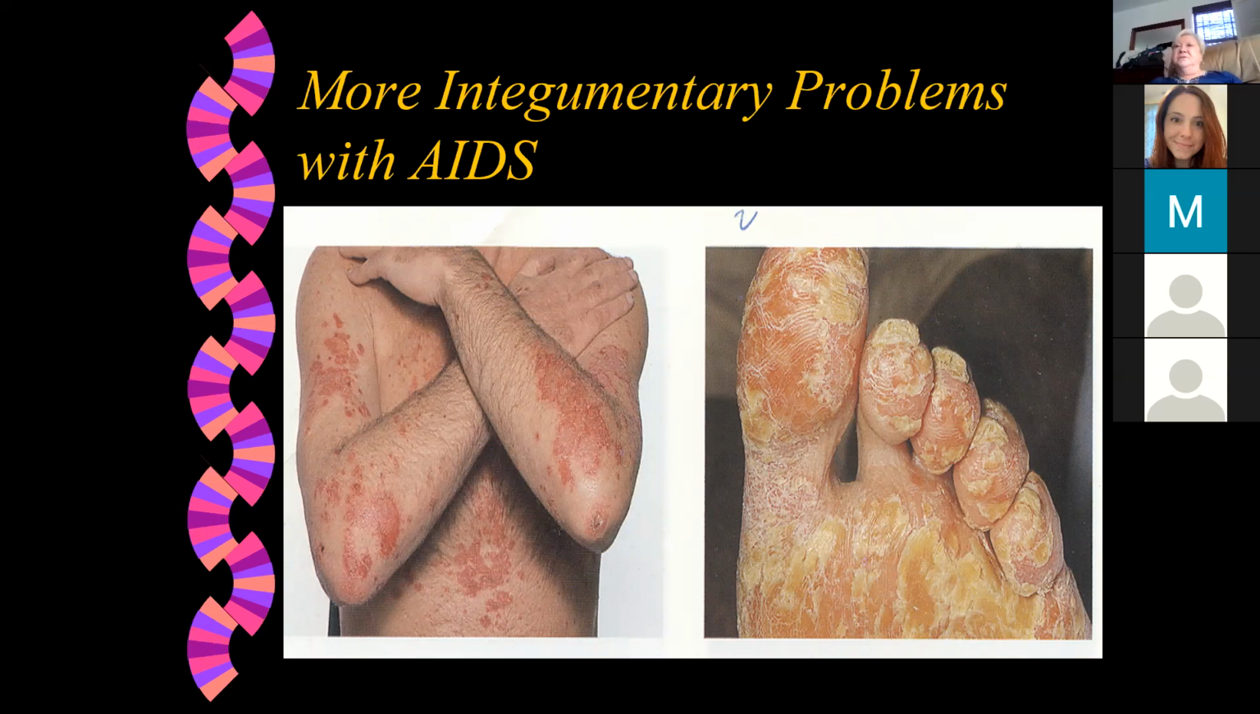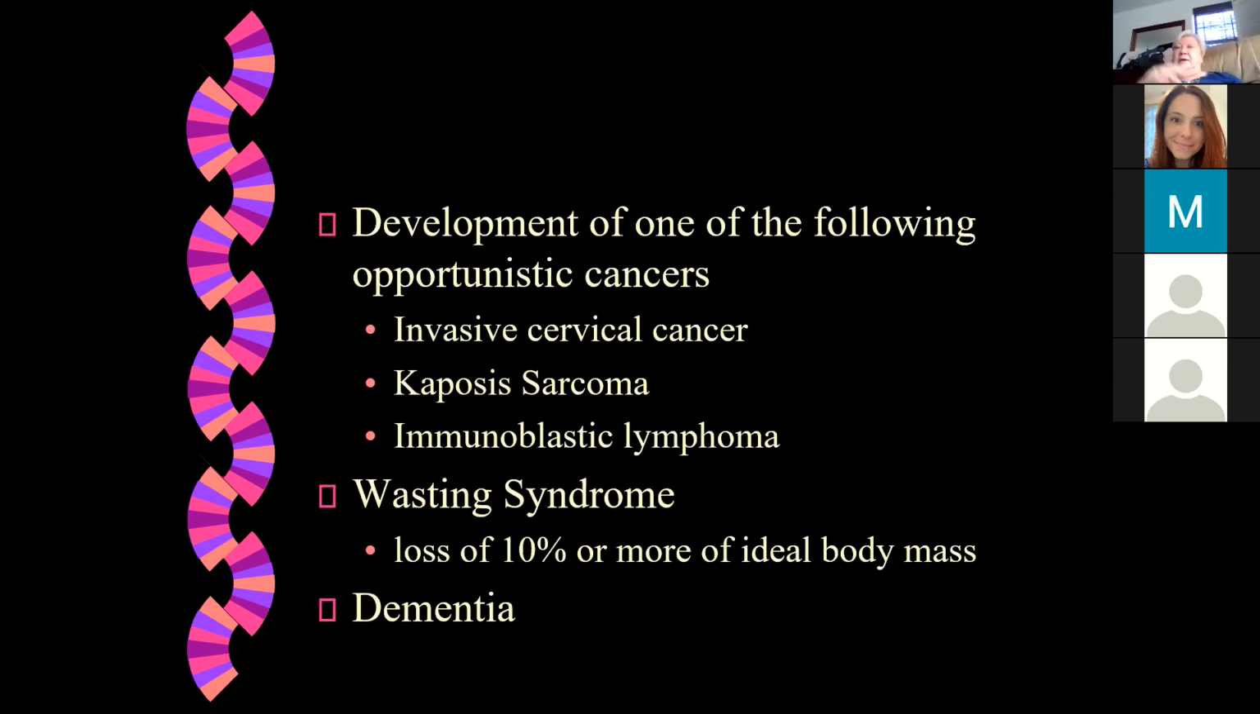This is an example of Kaposi sarcoma. It's a waxy, usually purple or yellow waxy type of cancer. It's a skin cancer, but they get it kind of all over their body, or they can get it in isolated places. They get a lot of invasive cervical cancers, or they can get lymphomas. All of those are opportunistic, but if they have more than 10% of their ideal body mass gone, or they become demented, confused, they now have AIDS.